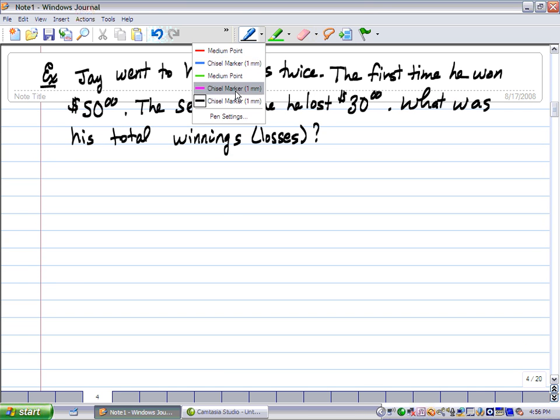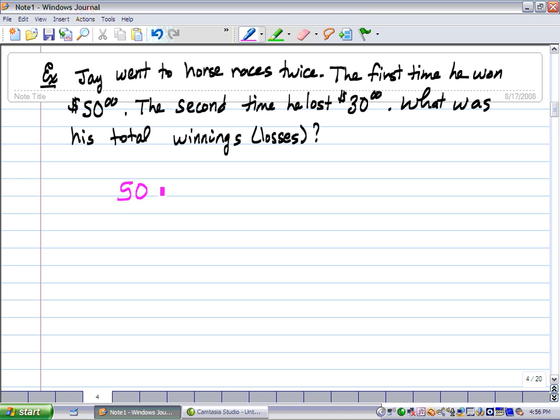Okay, so total, that means we're going to add. The first time he went, he won $50. Since it says total, we're going to put a plus sign. The second time he lost, so that's going to mean he went down $30. So 50 plus negative 30 is a positive 20. So he had a total of $20 of winnings.